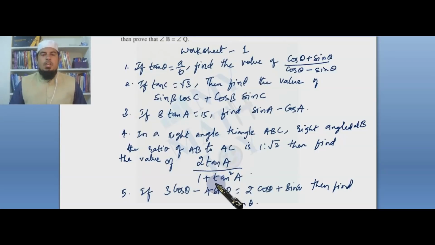Now in question number 5, I just want to give you a hint. You are having a cos and sine related equation. Please bring all the cos to the left hand side and all the sine to the right hand side, simplify it, then convert it to tan and use the trigonometric ratio value, that is sine by cos is tan. What is sine by cos?